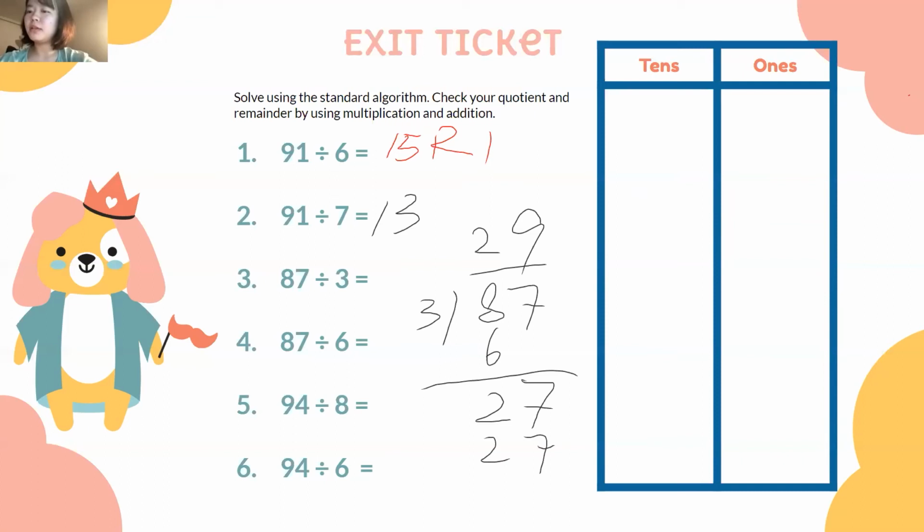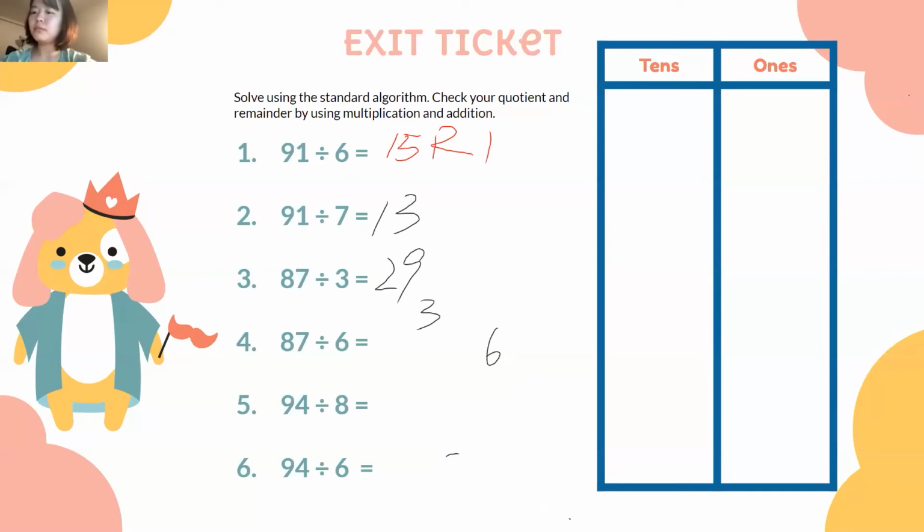So 27 minus 27, that is 0. We don't have any remainder for that. So 87 divided by 3, that gives us 29. Okay, we're doing great so far.